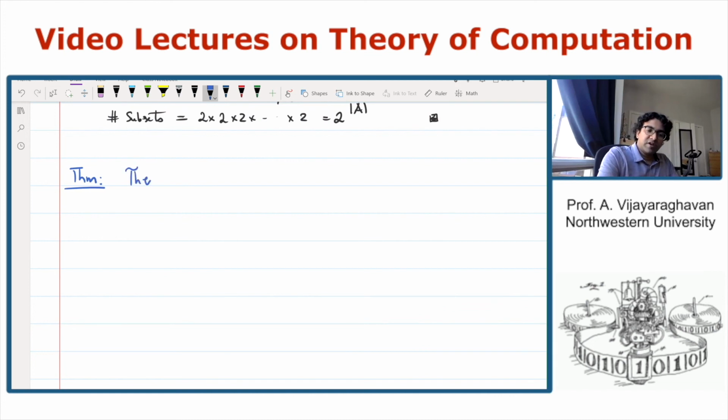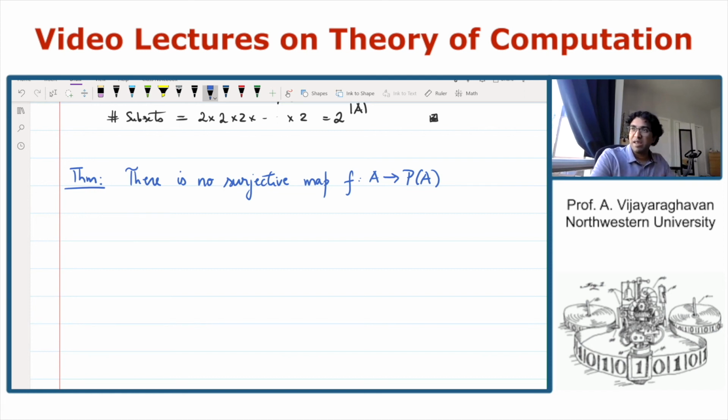There is no surjective map F that goes from A to the power set of A. Okay, so really what I'm saying is that there exists no map F that goes from A to the power set of A and is surjective.